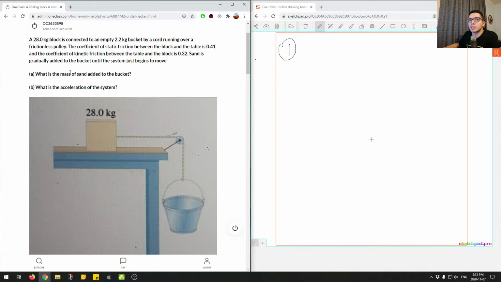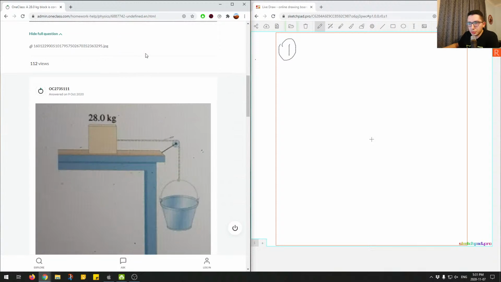So we're given 2 questions. Part A is asking what is the mass of sand added to the bucket. So what is this mass as the system begins to move? So this has to do with the static friction. And then what is the acceleration of the system? So when it starts moving, what is the acceleration? So this has to do with the coefficient of kinetic friction.